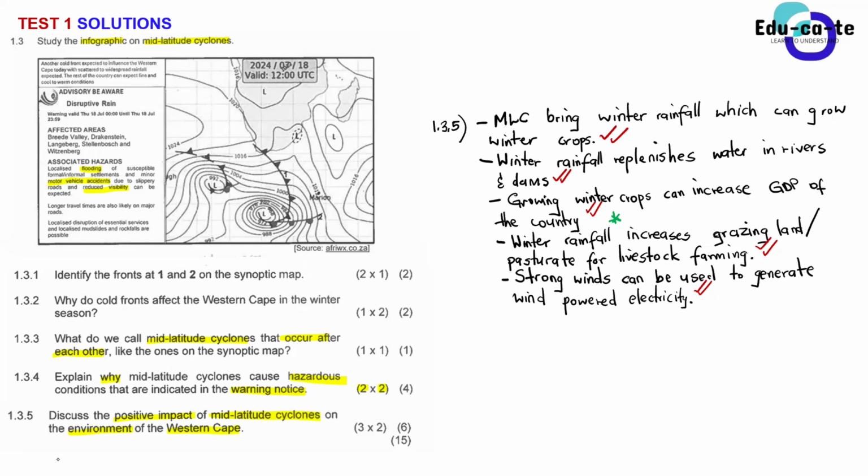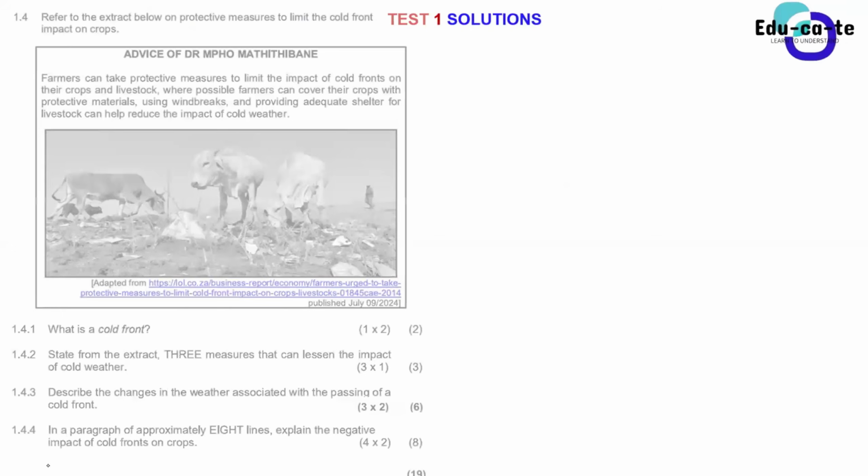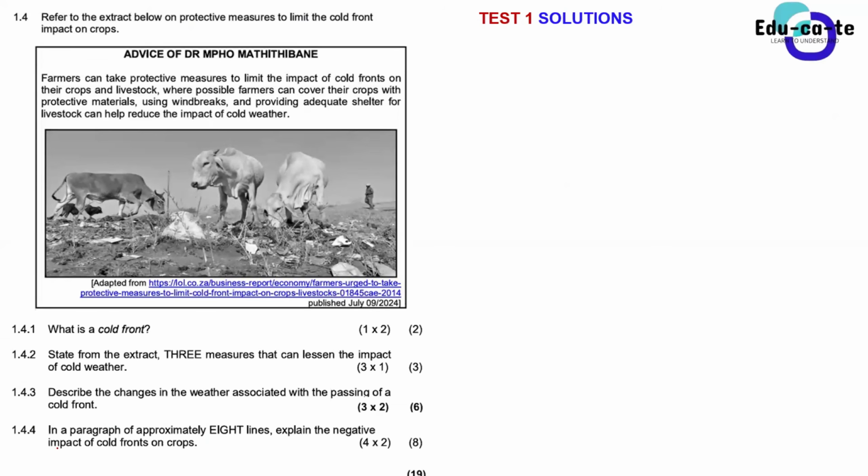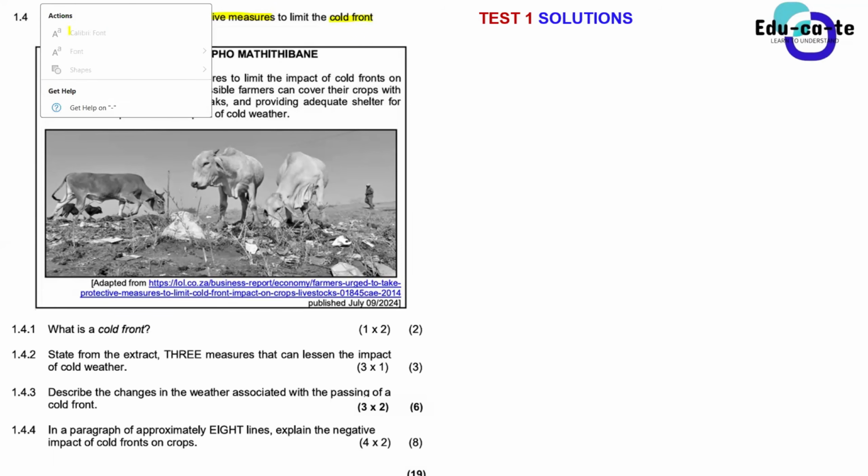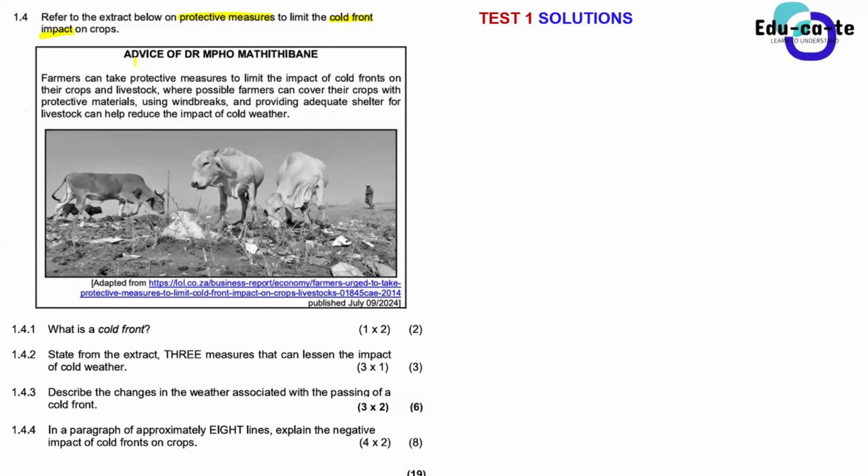Okay, so let us continue now, guys, and do the last question. It's already late, our time is already over, but we need to finish up. Refer to the extract below on protective measures to limit the cold front impact on crops. So we want to limit the cold front's impact on crops. All right, now the heading says the advice of Dr. Mpho Matitibane. Farmers can take protective measures to limit the impact of cold fronts on their crops and livestock. Where possible, farmers can cover their crops.